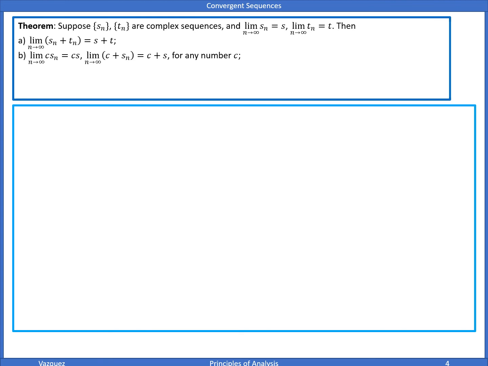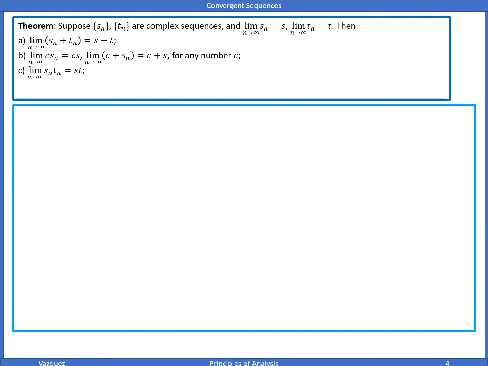The limit of a sequence times a constant is just the limit of the sequence times the constant. Similarly, if you add a constant to a sequence, the limit is just the limit of the sequence plus the constant, for any constant. And that proof is actually pretty straightforward. You can use A to help you make an outline. But the proof for B is fairly straightforward. C gets a bit more complicated.